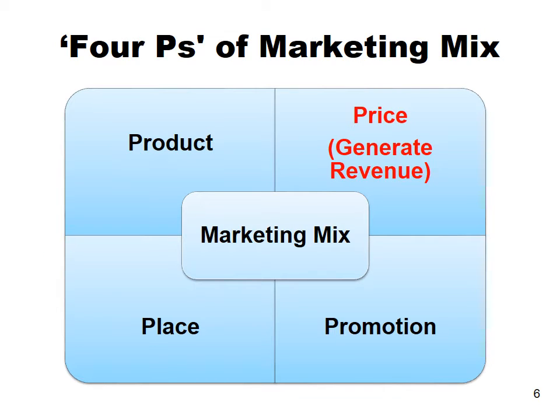These are the 4 P's of the marketing mix. Look at these 4 P's: product, price, place, and promotion. Price is the only one that generates revenues.